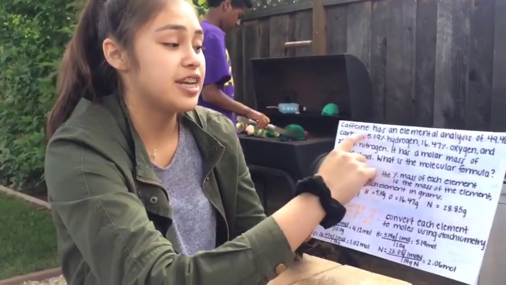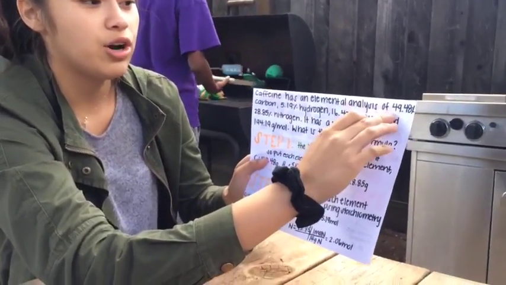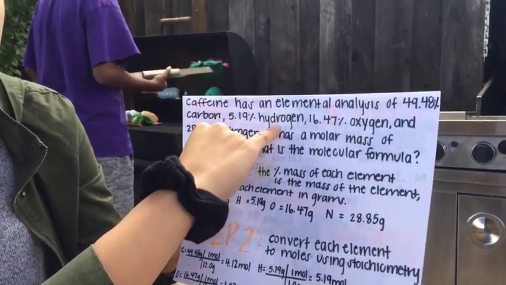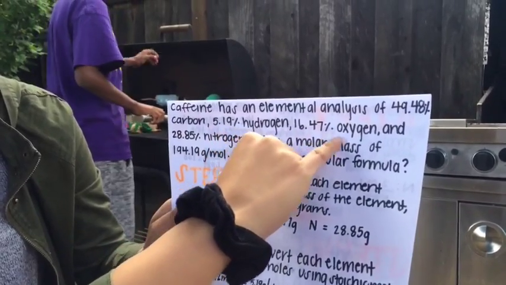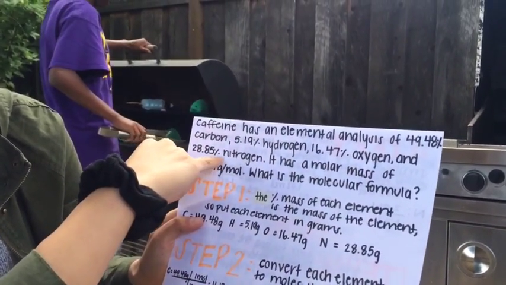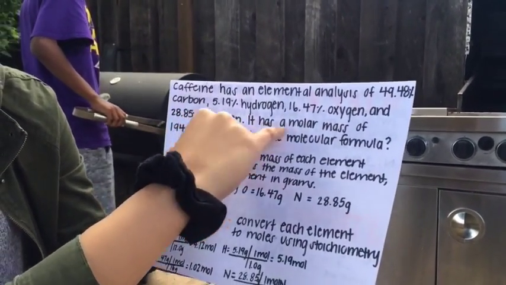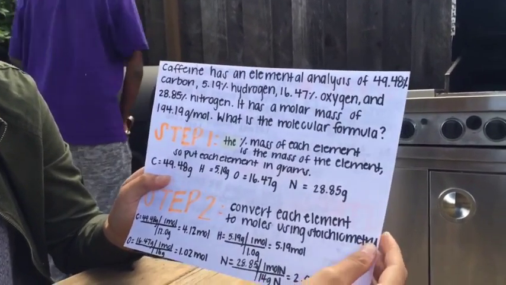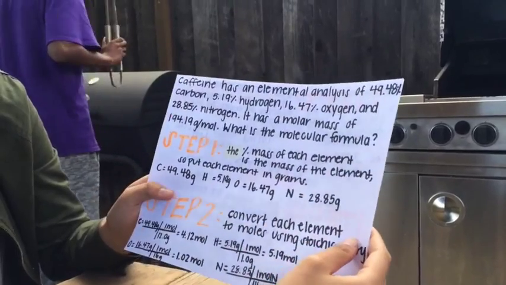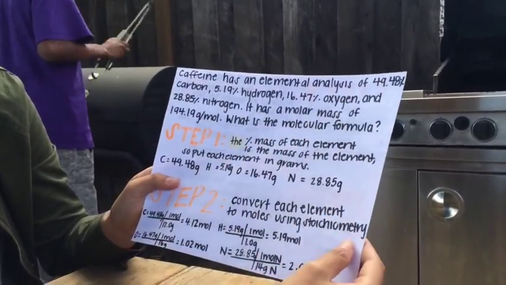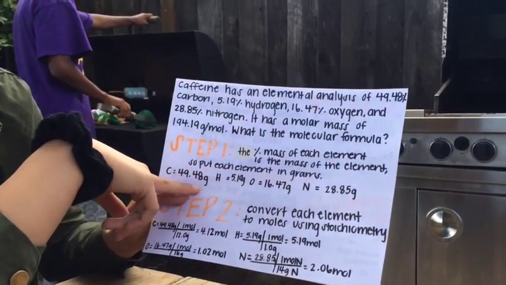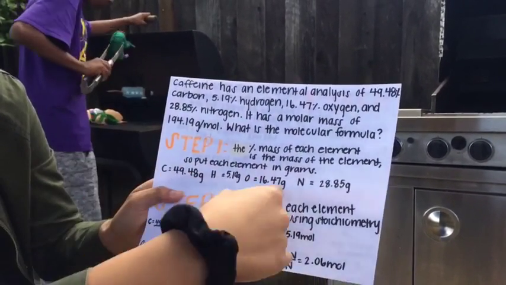Example is, caffeine has an element of 49.48% carbon, 5.19% of hydrogen, 16.47% of oxygen, and 28.85% nitrogen. It has a molar mass of 194.19 grams per mole. What is the molecular formula? The first step is you find the mass percent of each element. The mass percent is the mass of each element, so you just turn that into grams.